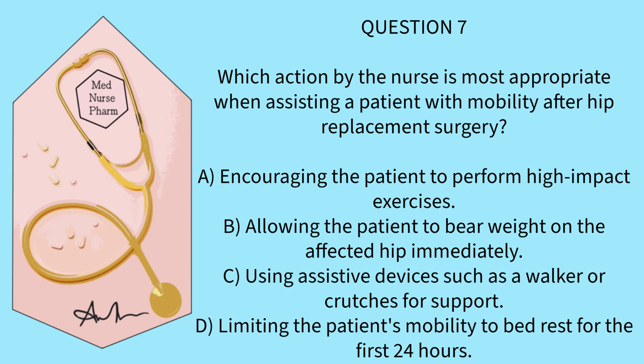Which action by the nurse is most appropriate when assisting a patient with mobility after hip replacement surgery? Encouraging the patient to perform high impact exercises, allowing the patient to bear weight on the affected hip immediately, using assistive devices such as a walker or crutches for support, limiting the patient's mobility to bed rest for the first 24 hours. Pause the video and select your answer.